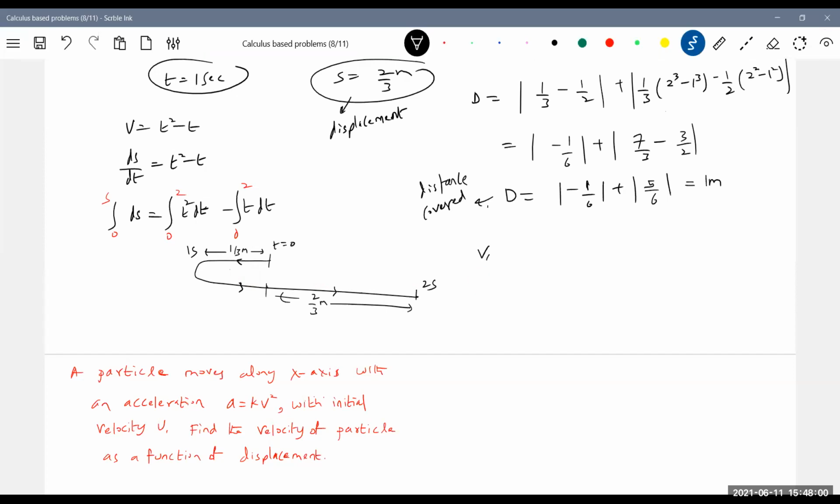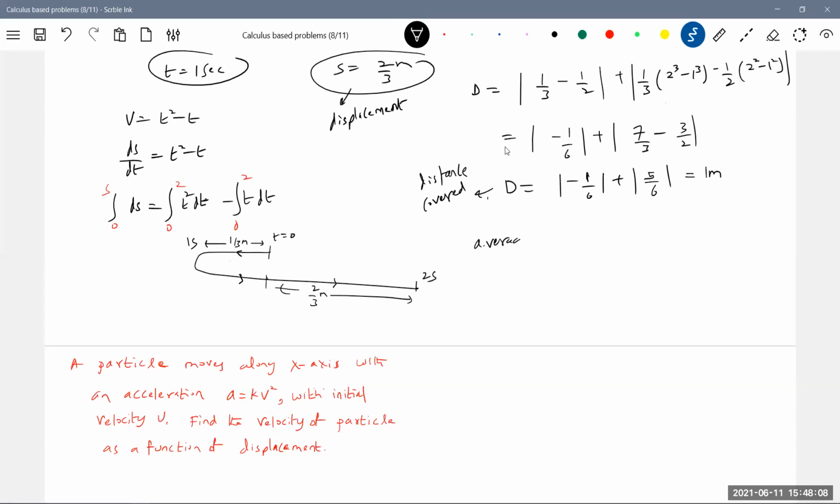So the average speed is equal to, let me finish off, then I'll put it. Average speed equal to distance covered by time taken. 1 by 2, 0.5 meter per second. Okay, this will be 2 by 3 by 2, 1 by 3 meter per second. This will be directed towards right. Plus i cap, I'll write it.